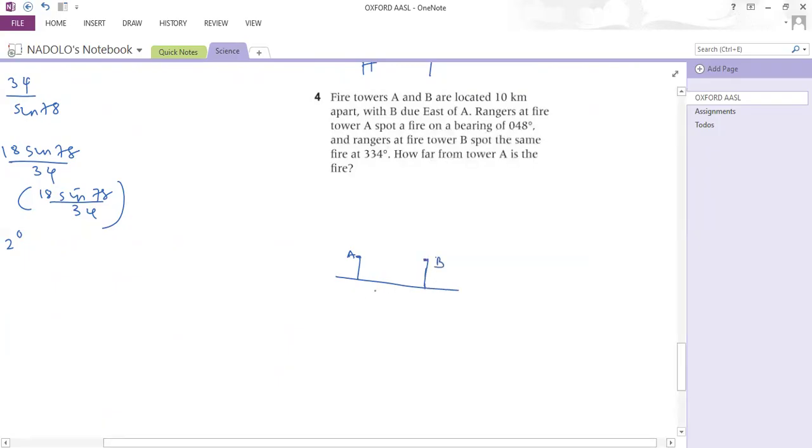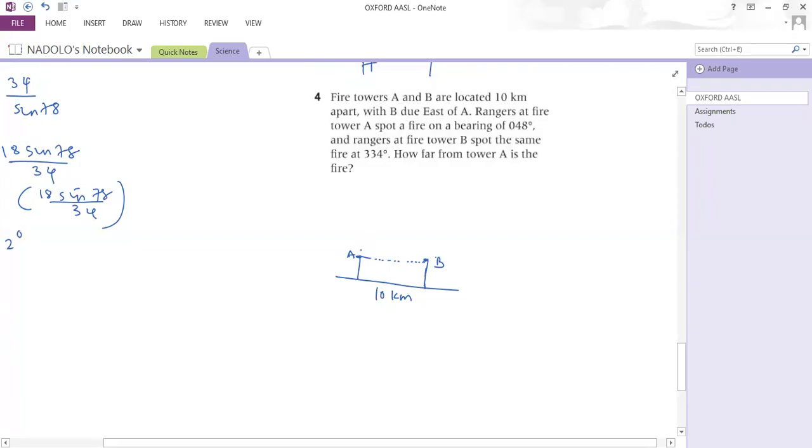So they are located 10 kilometers apart. B is due east of A. That means it is directly east of A, due east. Rangers at fire tower A here spot a fire on a bearing of 48 degrees.